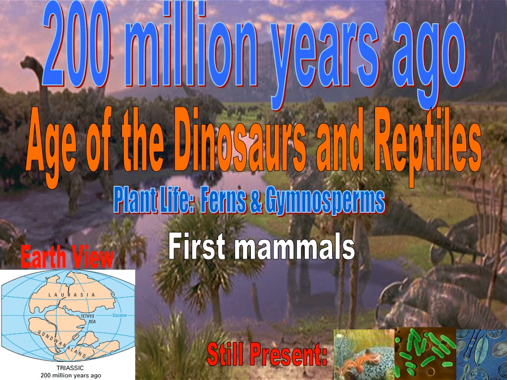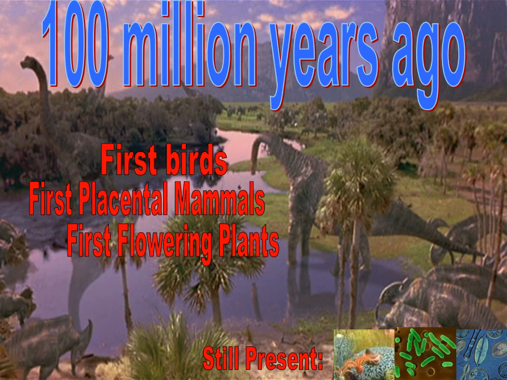As you can guess, the only reason we don't have any large mammals is because anytime there are large mammals, what happens to them? That's right, the dinosaurs eat them. So large mammals are not a very good thing to be at this point in time. Only the smallest mammals were able to survive, able to hide. About 100 million years ago, we have our first birds, we have our first placental mammals, and we have our first flowering plants.